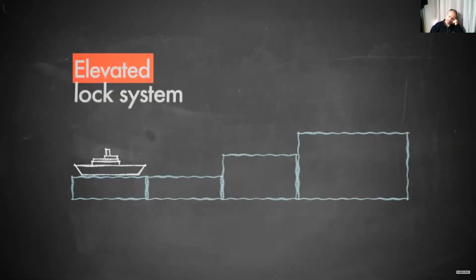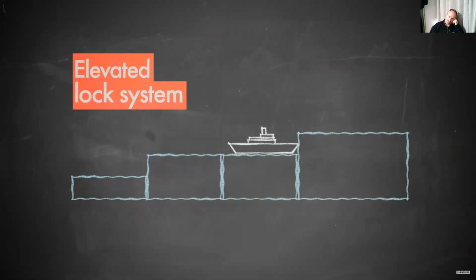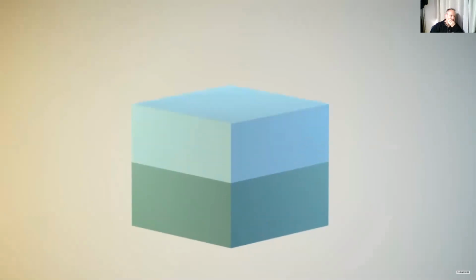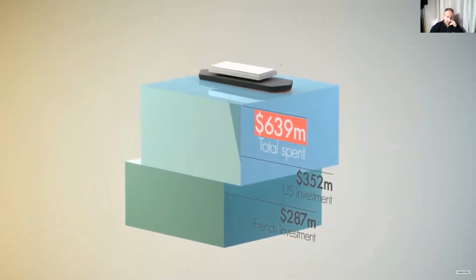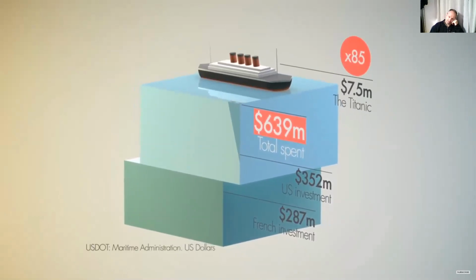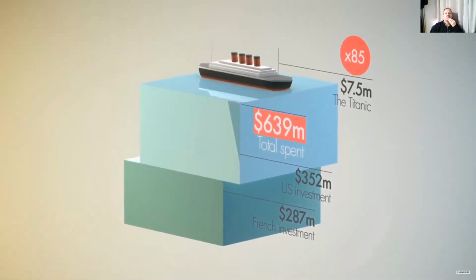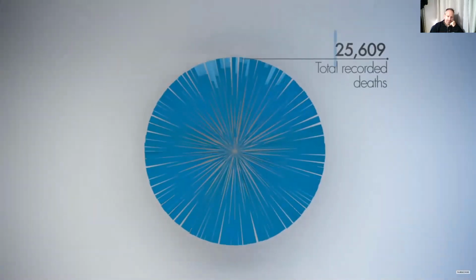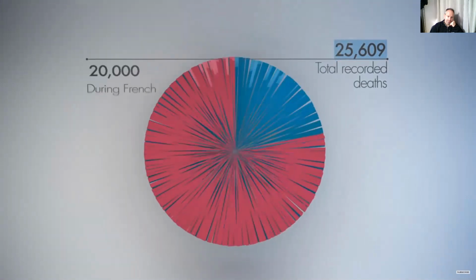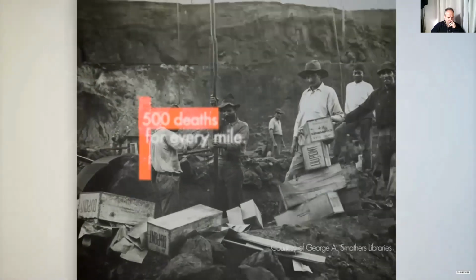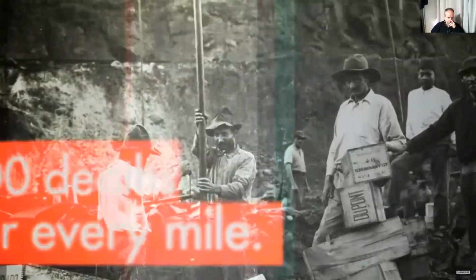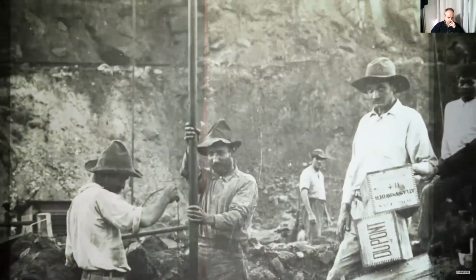The Americans opted for a new elevated lock system, which would hoist ships above sea level. Upon completion, the canal had cost a massive $639 million, enough to build 85 Titanics. But after 33 years of construction, the canal had claimed the lives of more than 25,000 people, more than 3/4 of these under French control. That's 500 deaths for every mile of canal. And some believe this toll to be even higher.